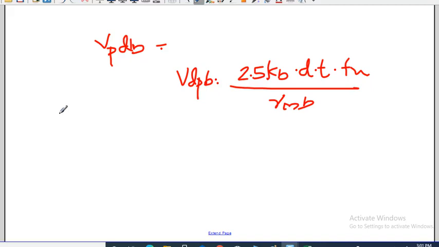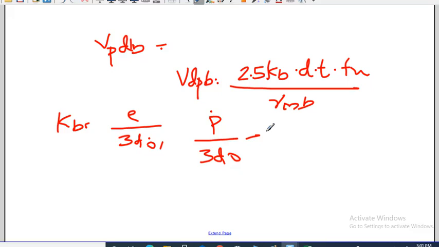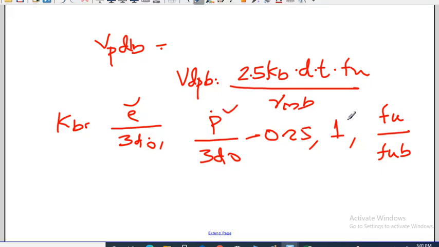And the code says that Kb we should take as the minimum of e/3d0, p/3d0 minus 0.25, then 1, and fub/fu. These four parameters we need to calculate: e by 3d0, p by 3d0 minus 0.25, 1, and fub by fu. In this, which is the least one?